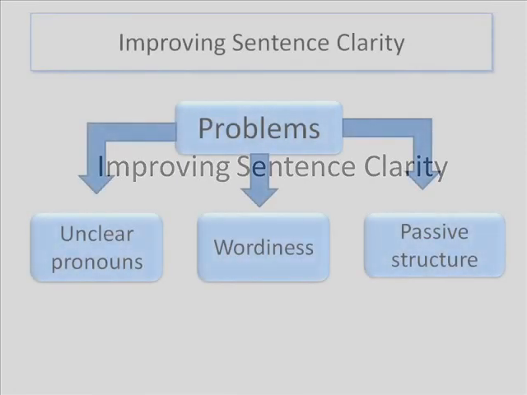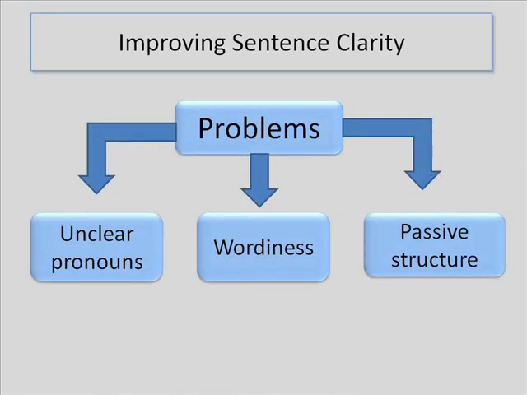This short tutorial discusses methods for improving sentence clarity. We will look at three common problems in writing. One is the use of unclear pronouns. Another is using too many unnecessary words. And the third is using a passive sentence structure.